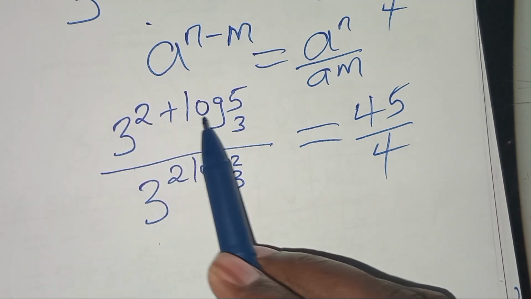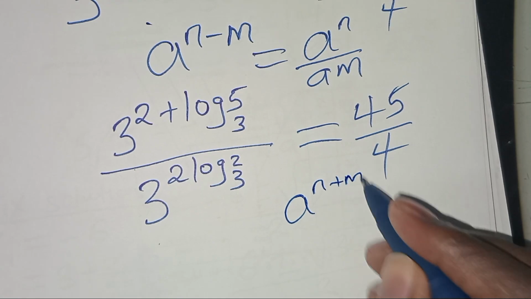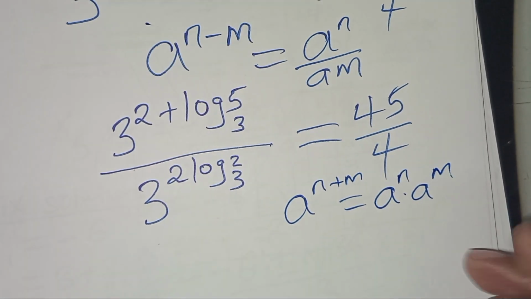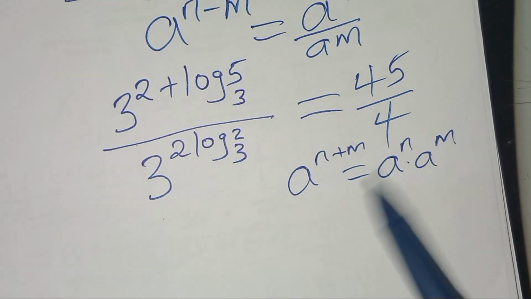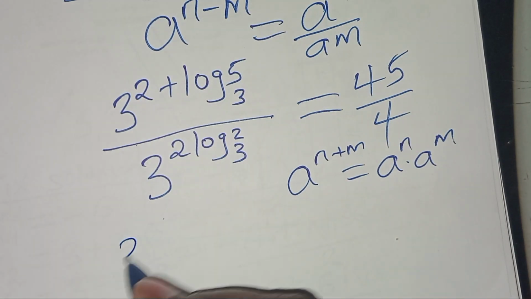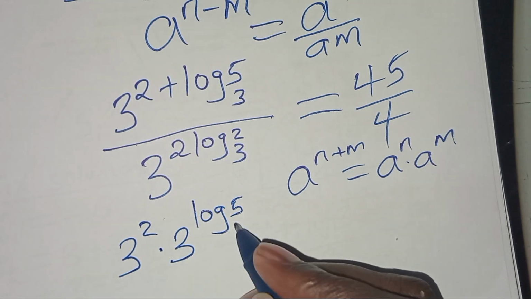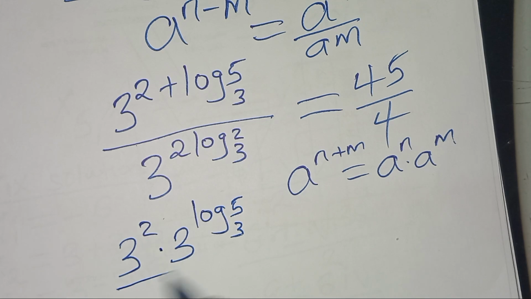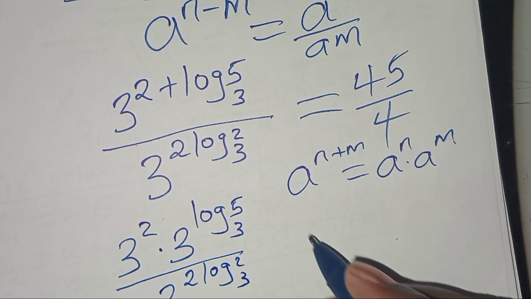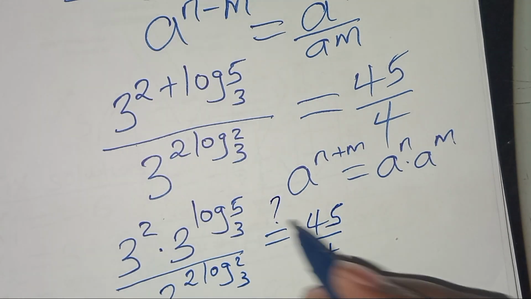Now 3 to the power 2 plus log 5 to base 3 is again in the form of a to the power n plus m, which you can transform as a to the power n multiplied by a to the power m. Now applying this indices identity on the numerator, we'll have 3 to the power 2 multiplied by 3 to the power log 5 to base 3, divided by 3 to the power 2 log 2 to base 3. Now this should give us a value of 45 divided by 4.